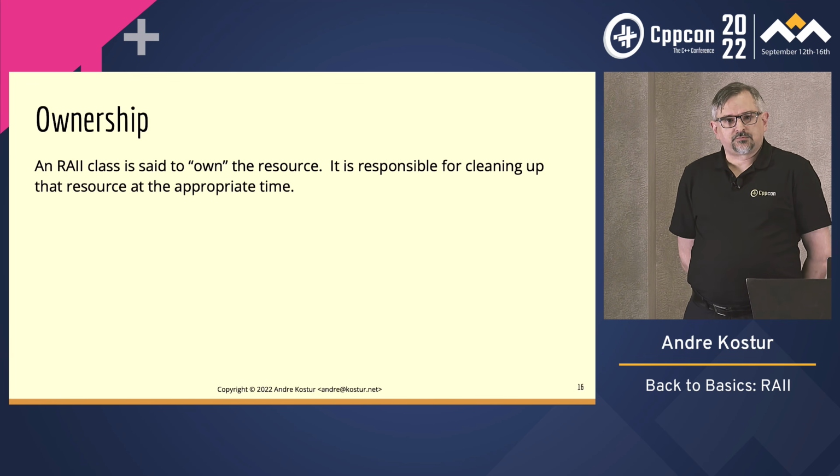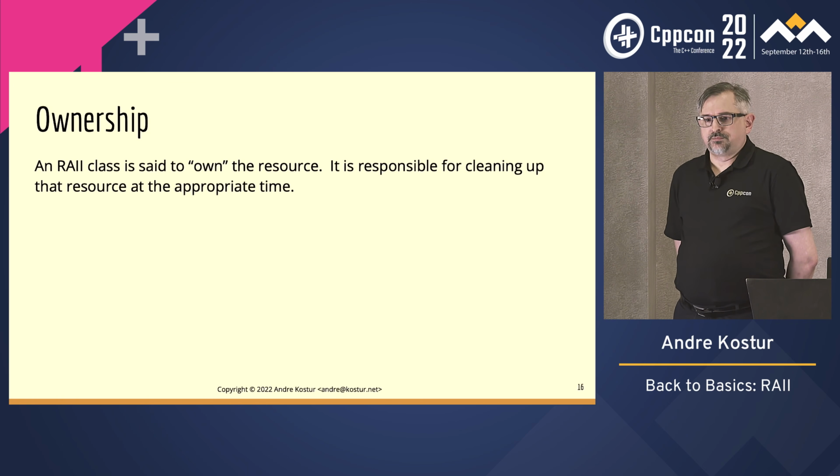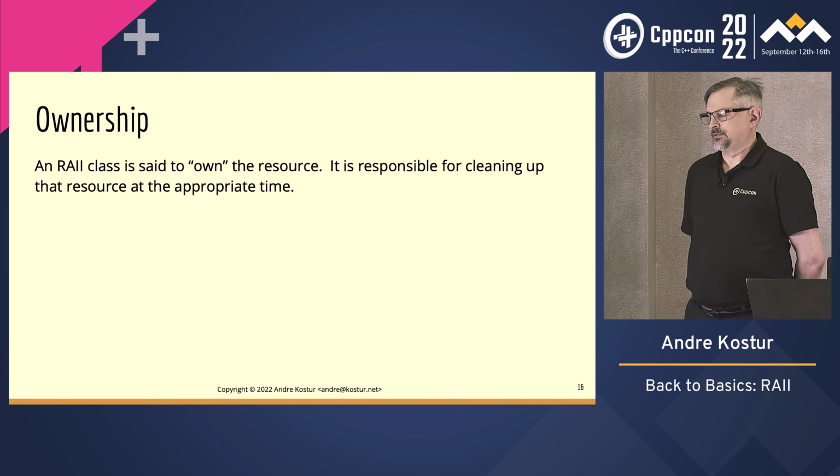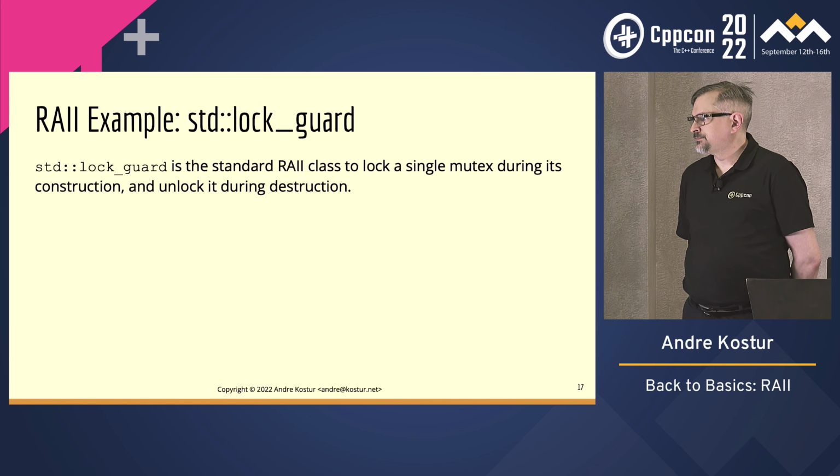Standard library has a number of RAII classes in it. The first one we want to take a look at, because it applies to my little sample program, is std::lock_guard. Lock guard is a standard RAII class whose job is, during its construction, to lock the mutex, and during its destruction, unlock the mutex. That way I can't forget to do it.